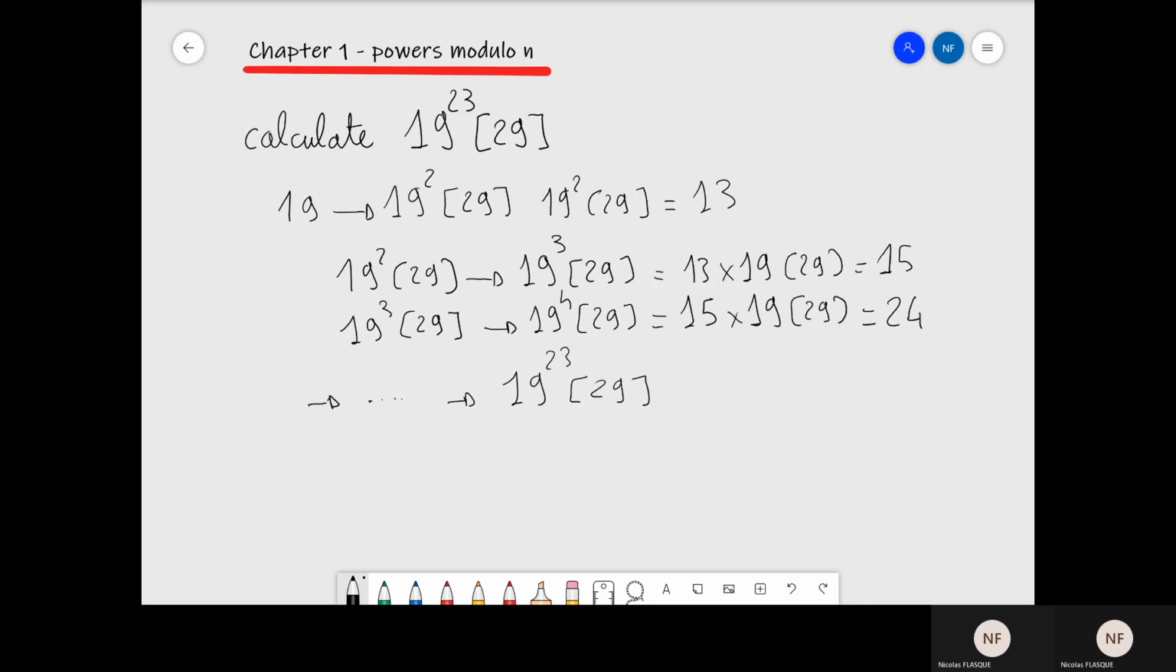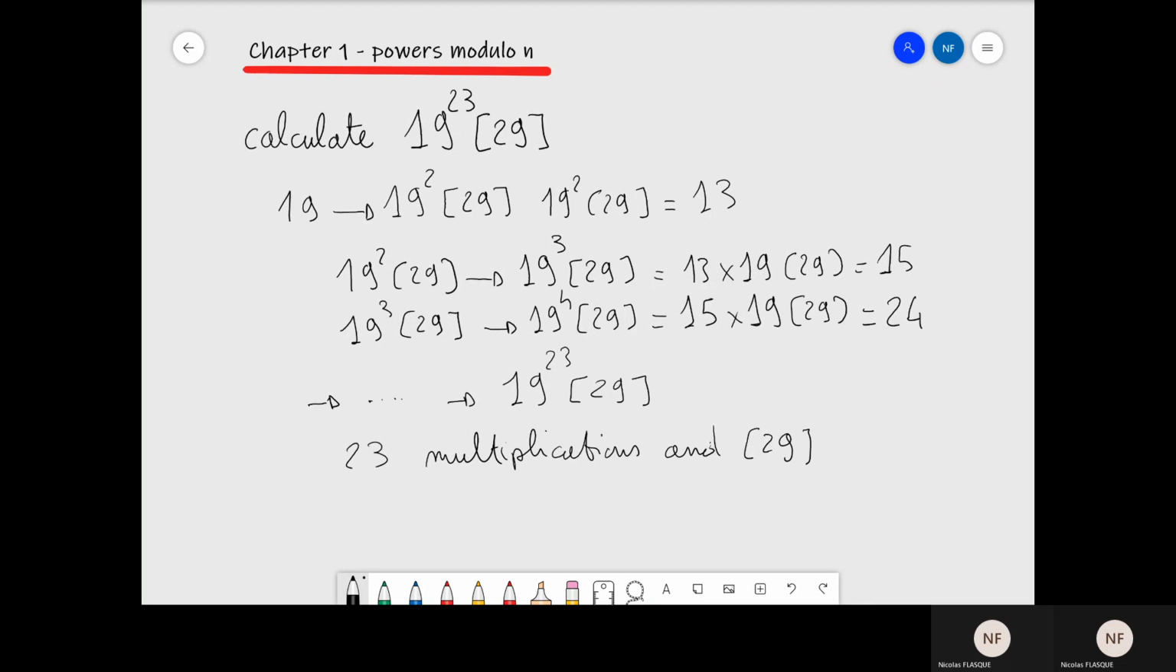So actually, instead of computing a very huge number and applying modulo 29 only after this calculation is done, here we can go through steps where we apply modulo 29 at each step. So actually, this would lead to 23 multiplications and applying modulo 29.